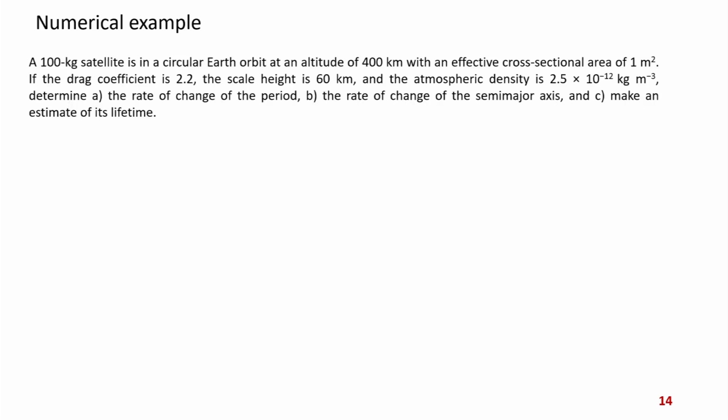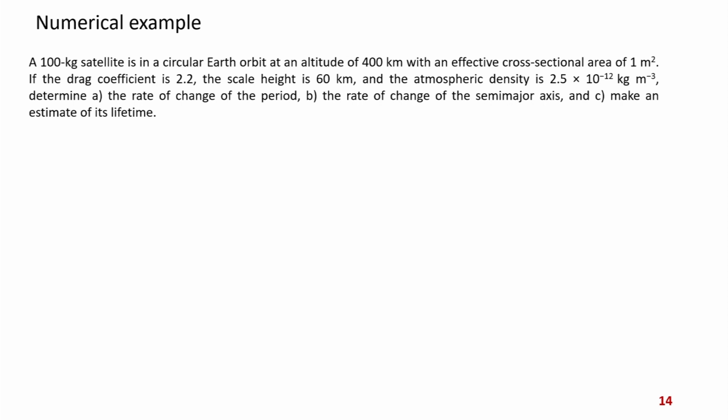So, now we will take a numerical example. This example says a 100 kg satellite is in a circular earth orbit at an altitude of 400 kilometer with an effective cross sectional area of 1 meter square. If the drag coefficient is 2.2, the scale height is 60 kilometer and the atmospheric density is 2.5 into 10 to the power minus 12 kg per meter cube, then you are asked to determine the rate of change of the period, the second question is the rate of change of semi major axis, and the third question is make an estimate of its lifetime.